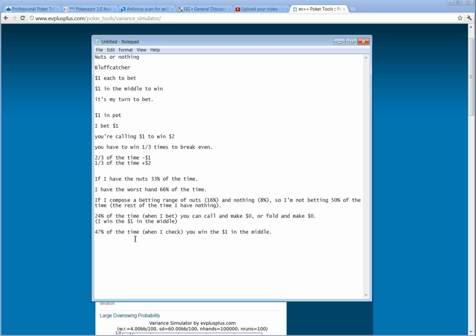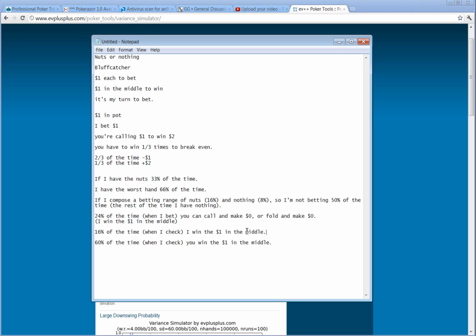I win the dollar. But that leaves 76% of the time where the ball's in your court, basically. And I'm going to show down the best hand sometimes, but in this situation, 60% of the time, you're going to win the pot. So 60% of the time, you win the $1 in the middle, and it should be 16% of the time when I check, I win $1 in the middle.